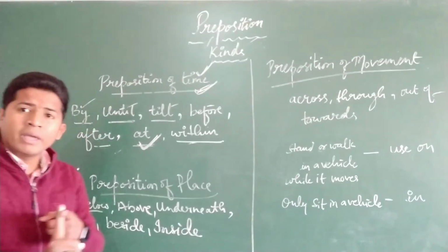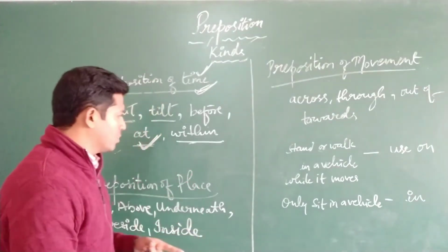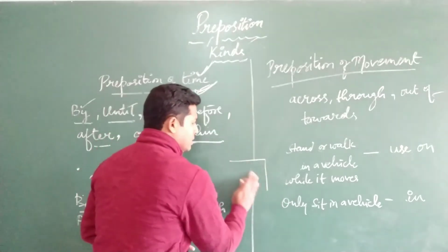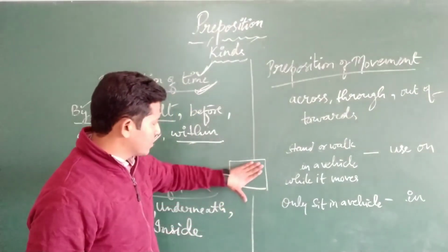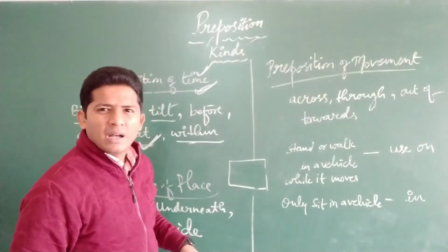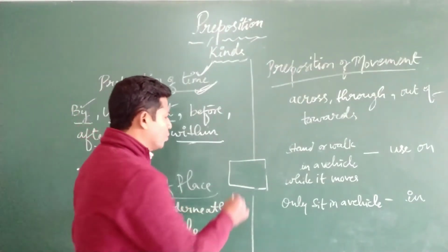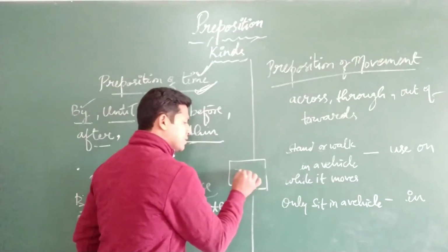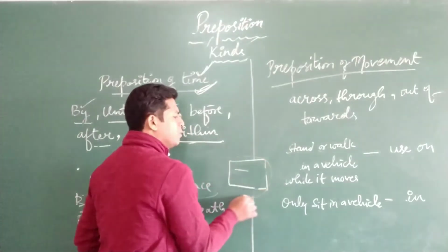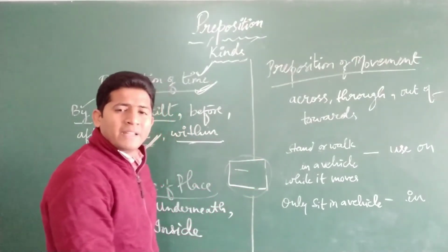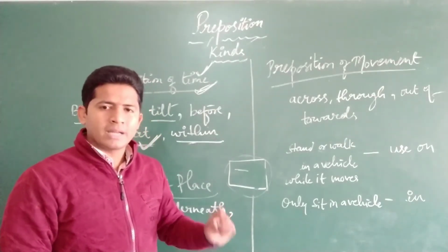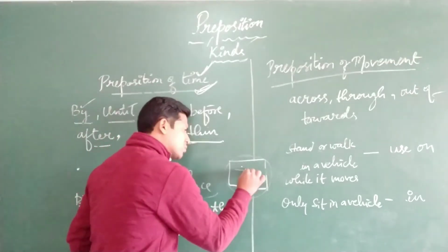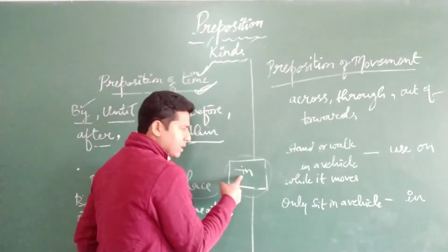If you say I am in the airport, it means you are inside the campus. Let's understand this. Suppose this is your school. Okay? This is your school. If I say I am in the school, that means I am inside the school. At the school, I can be anywhere. Anywhere. If I say I am in the school, it means I am here.